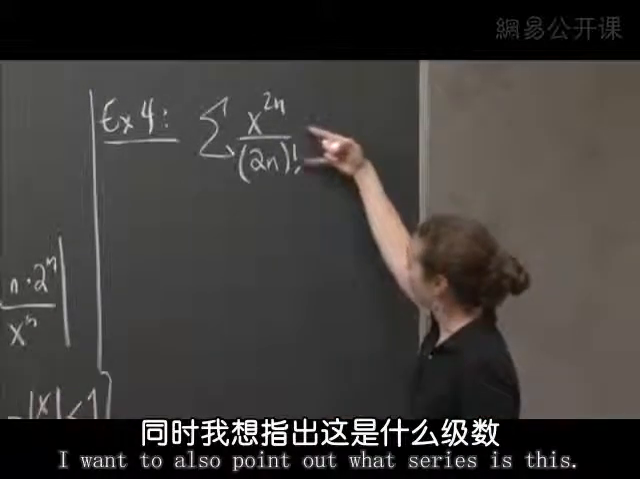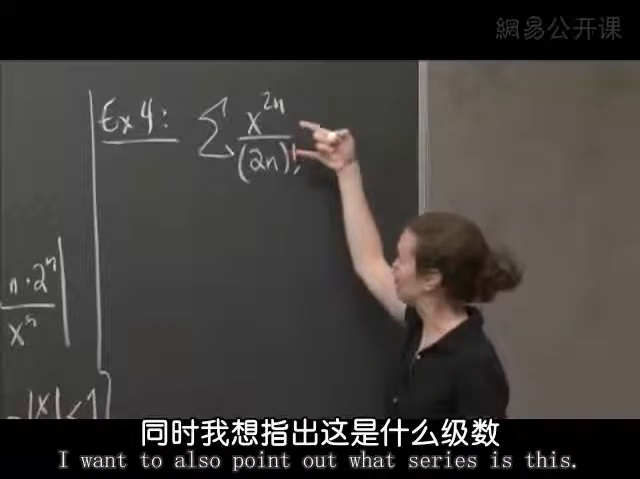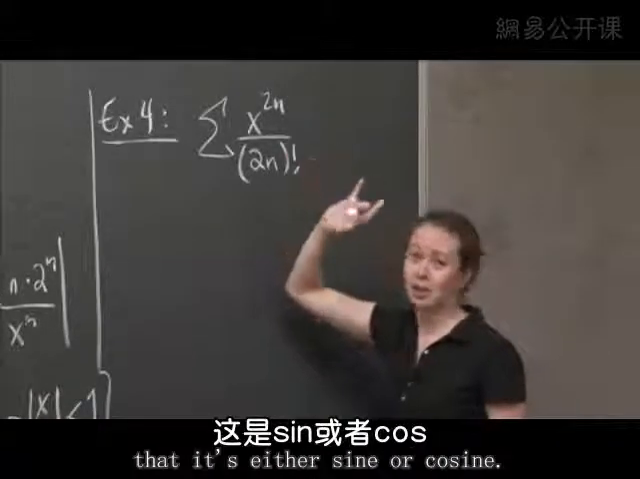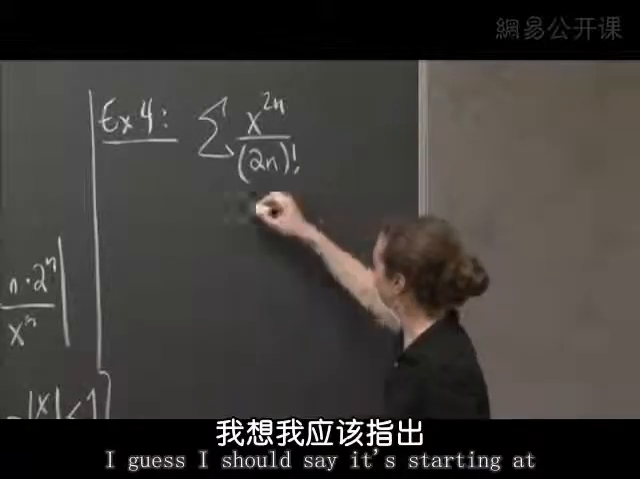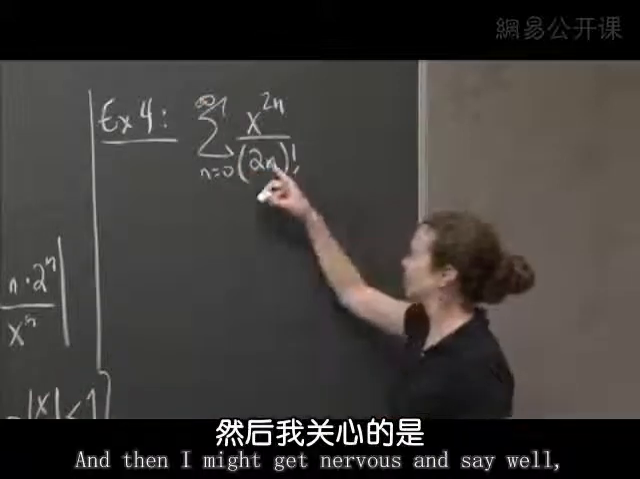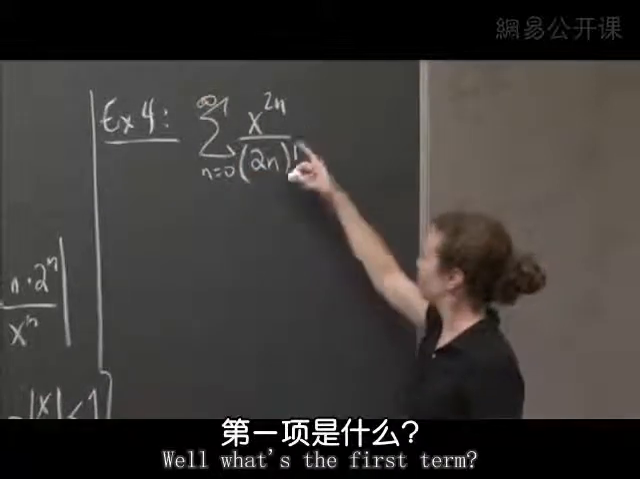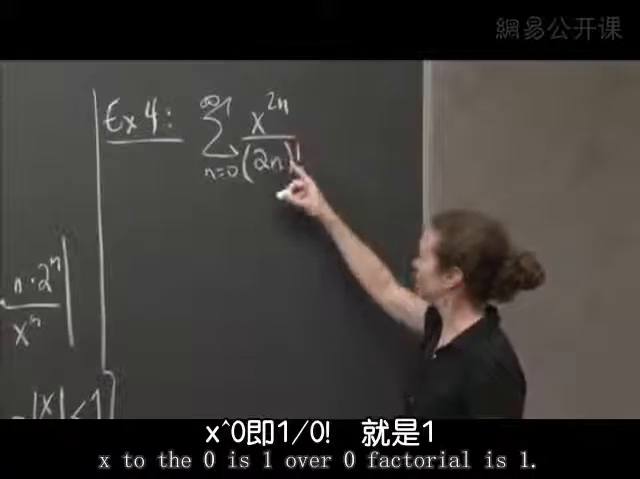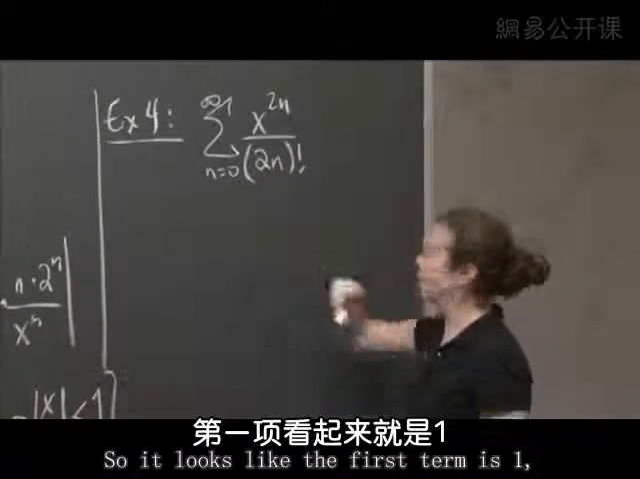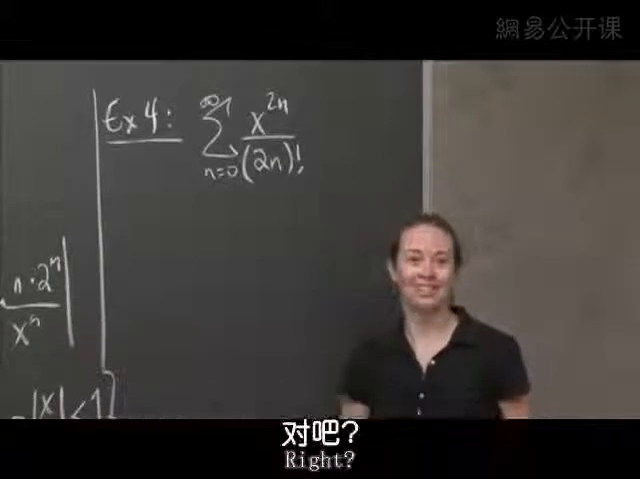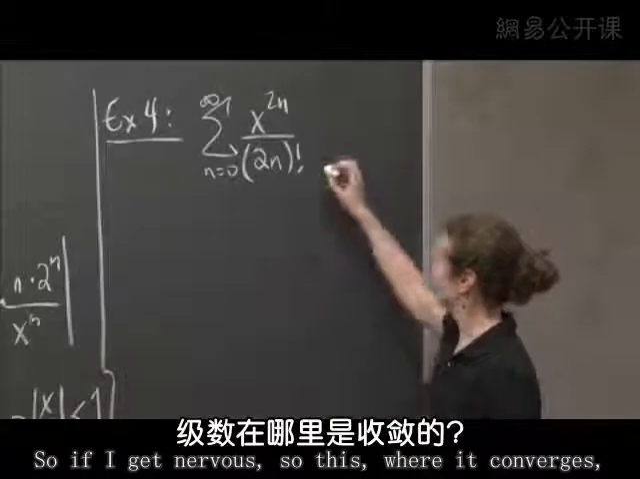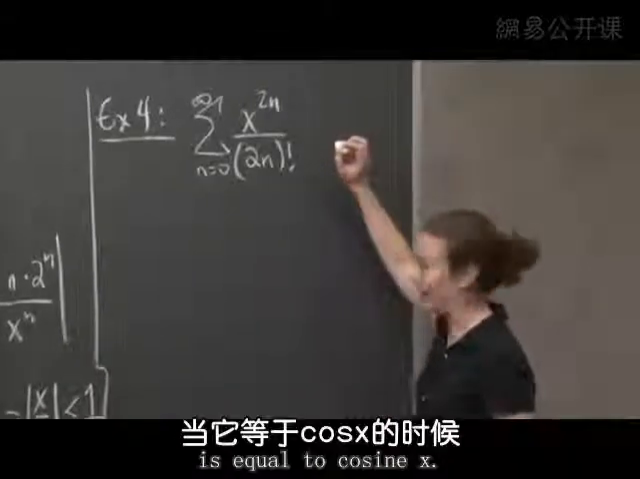I want to also point out, what series is this? You should know what series this is. And I know without thinking that it's either sine or cosine. I guess I should say it's starting at n equals 0 to infinity. And then I might get nervous and say, well, which one is it? Well, what's the first term? x to the 0 is 1 over 0 factorial, which is 1. So it looks like the first term is 1, so that makes me know it's cosine, right? If the first term were x, I'd know it was sine. So where it converges, this is equal to cosine x.